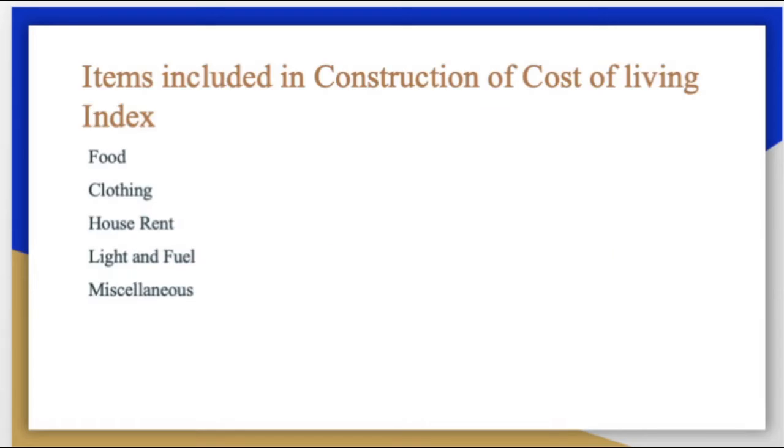Items included in the construction of the cost of living index are food, clothing, house rent, light and fuel, and some other miscellaneous items.